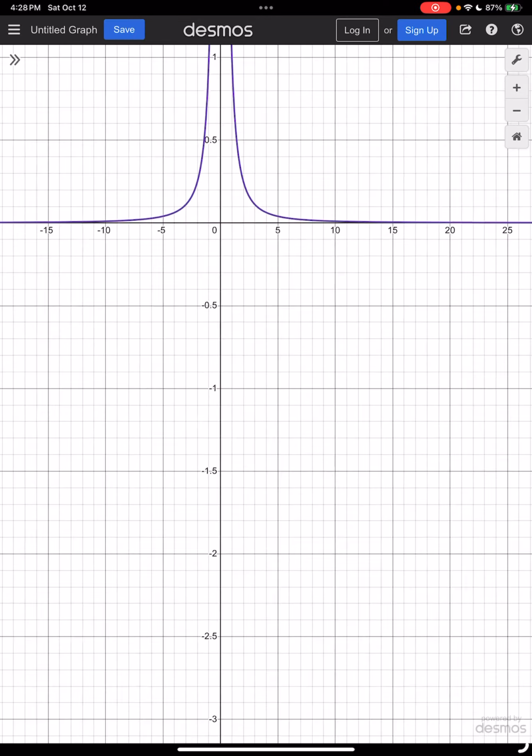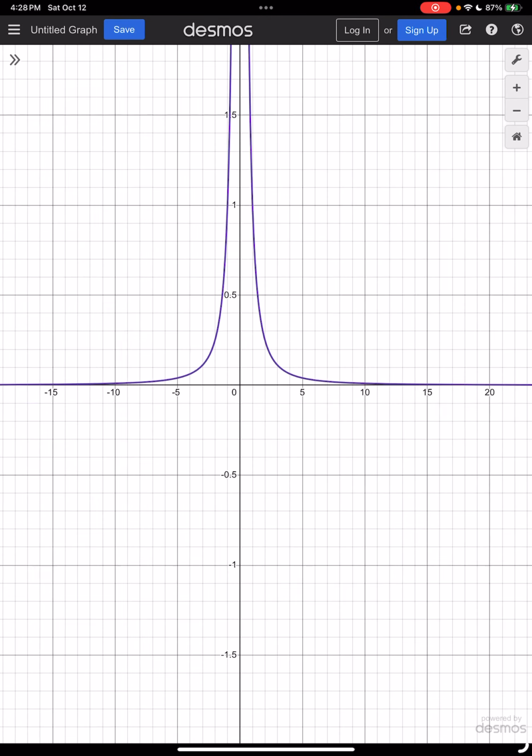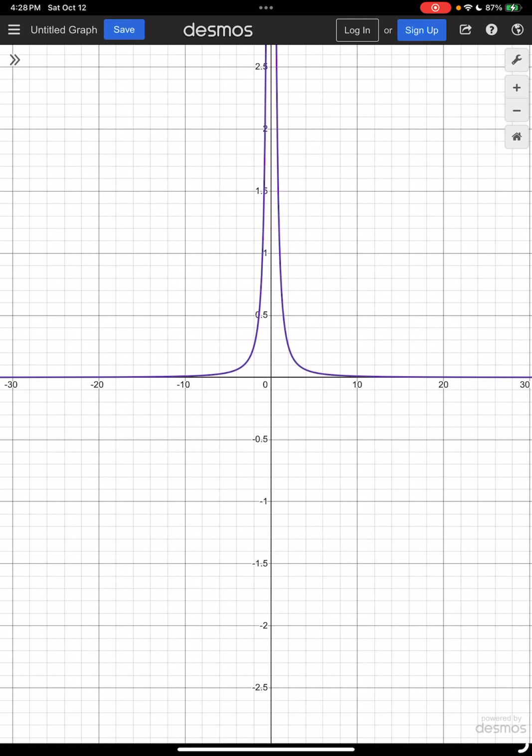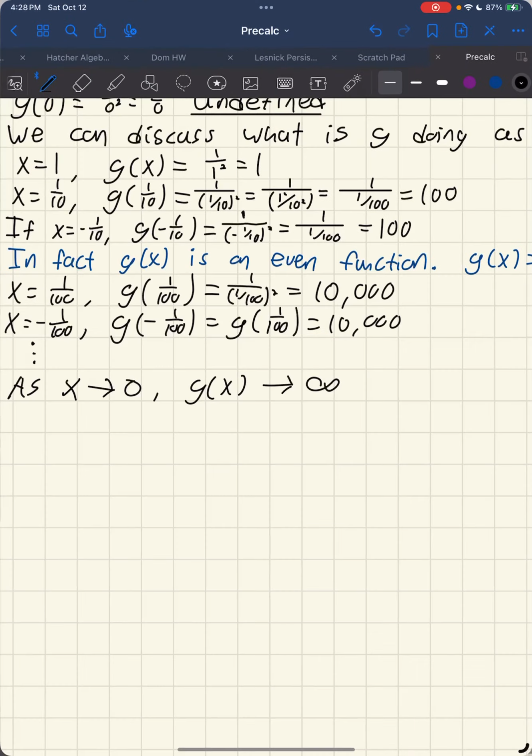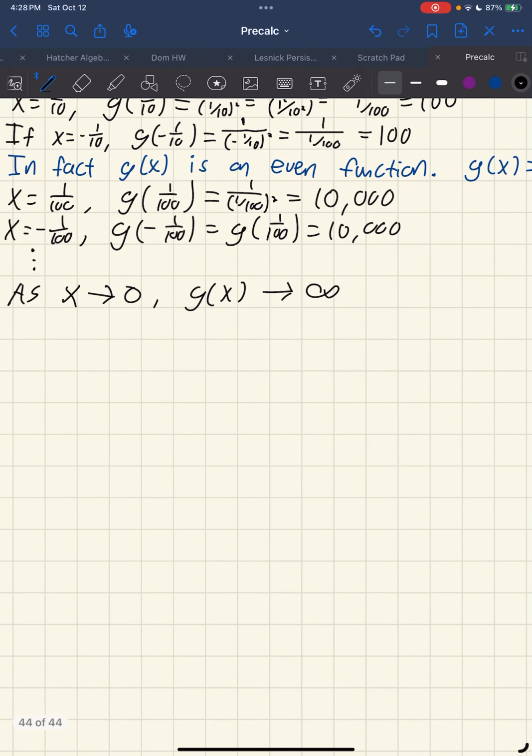This is really annoying. It was working perfectly right before I started recording, which is so wonderful. And now it's just not working the way I want it to anymore. But still a useful tool, and we will probably still go back to it anyways. So, as x goes to 0, g of x goes to infinity.